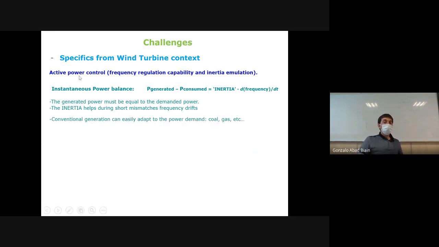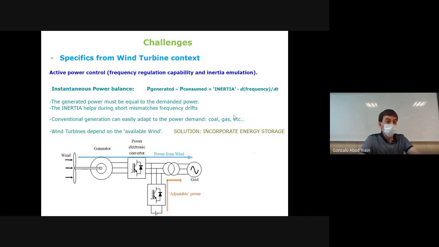You know that. What happens here? The conventional generation can easily adapt to the power demand of the consumption by putting more or less coal, more or less gas, and so on. However, the wind that we have is the wind that the meteorology or climate imposes at this moment. So that's not something easy to do. So which is the solution for that?